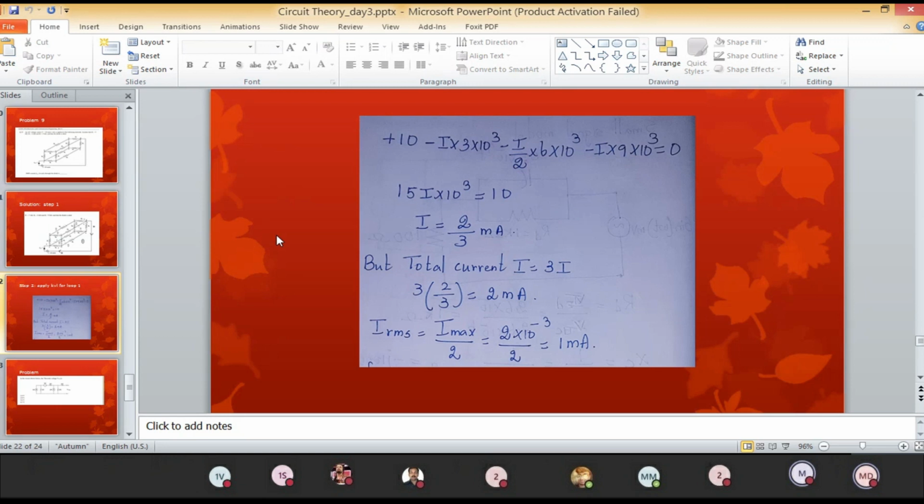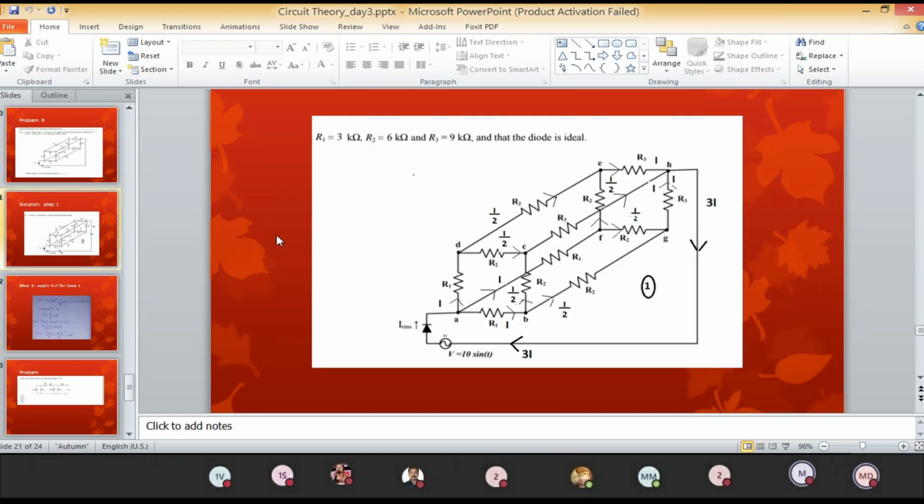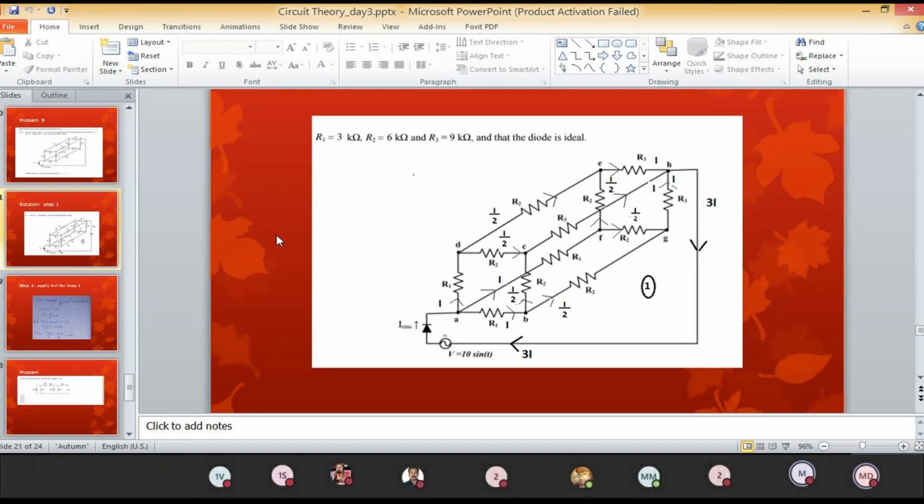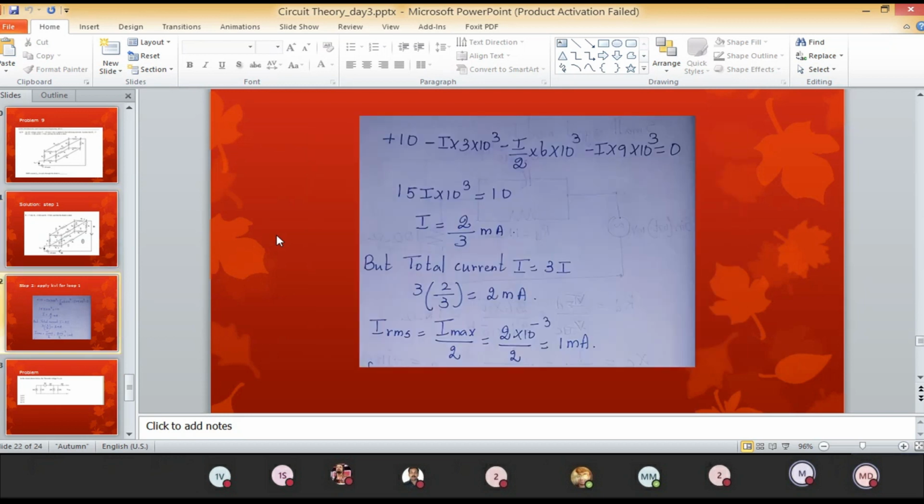So the total current is equal to 3I. Why is the total current 3I? Take care, because you can notice that the input current is 3I. So 3 into 2 by 3 is 2 milliamps. Be cautious, students. Here the total current is not I. The total current entering the principal node is I plus I plus I, 3I. So 3 into 2 by 3, 2 milliamps.